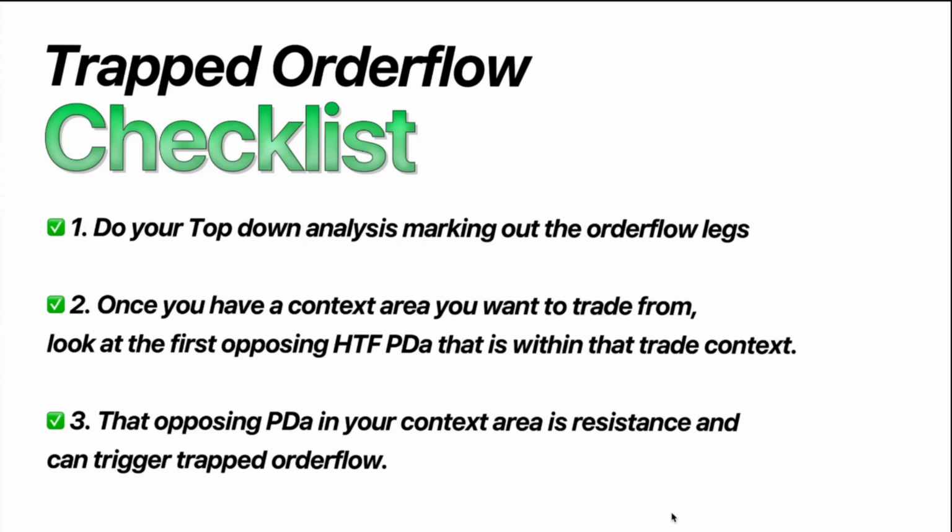So here is your trapped order flow checklist. First, you'd want to do your top-down analysis, marking out the order flow legs. And again, if you don't know how to do that, I have a video that I will link in the top right that goes over exactly that.